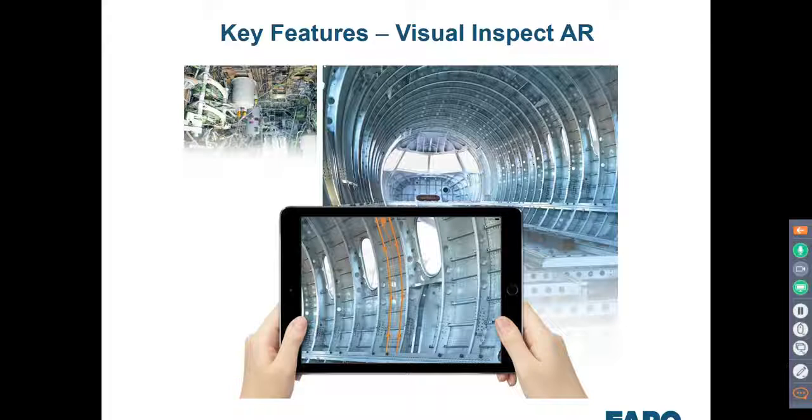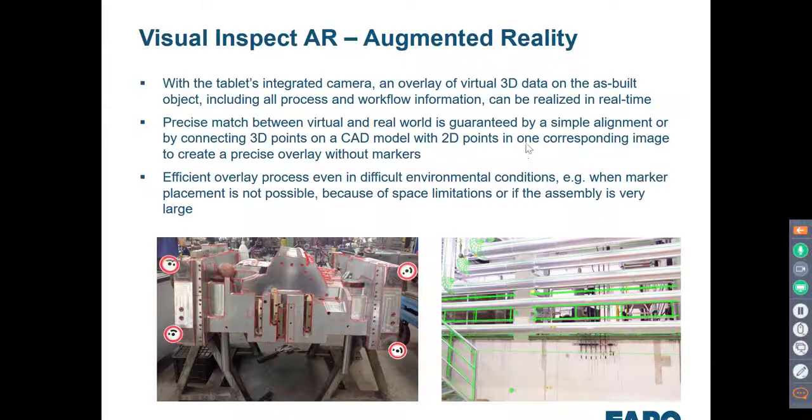Let's talk about some of the key features, not just capabilities. So we talked about the augmented reality, and we have the ability to have an extremely powerful mobile CAD viewer as a base level. And then with software from FARO, Visual Inspect, we also have the ability to augment or overlay 3D virtual data on the as-built. And so this is the augmented reality feature.